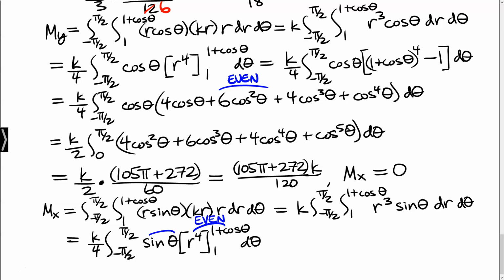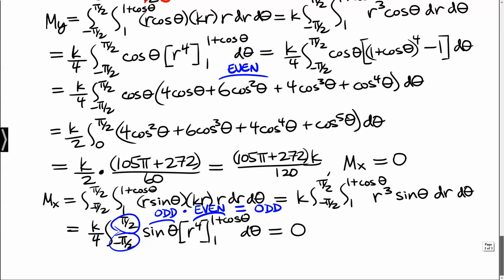However, the sine part is odd. Well, what's an odd times an even? An odd function times an even function is odd. So we're evaluating an odd function from minus pi over 2 to pi over 2. That's got to be 0. So that's the mathematical reason why the calculation ends up being 0. But hopefully you also understood physically, from the physics standpoint, why it has to be 0 as well.